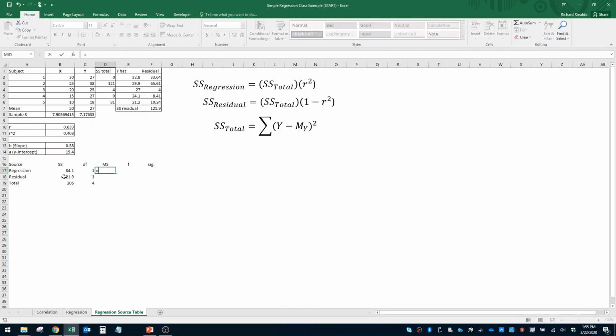My mean square equals the sum of squares divided by the degrees of freedom. My F observed equals mean square regression divided by the residual, and my significance equals the F distribution right tail, comma 1, comma 3. And as we can see, the model is not a significant predictor. So in this case, x is not a significant predictor of variable y.